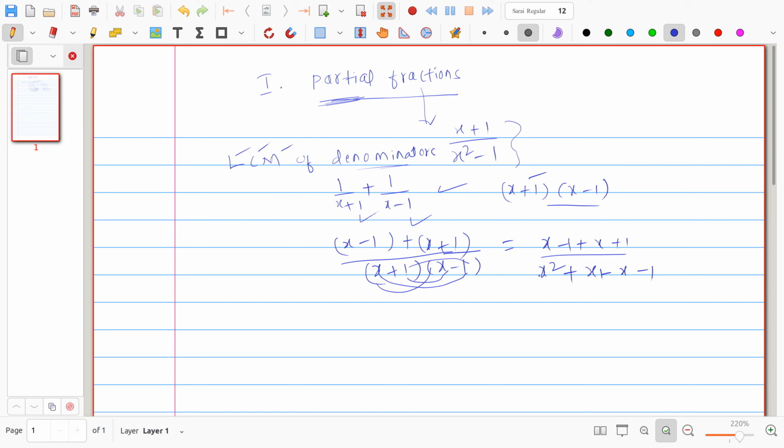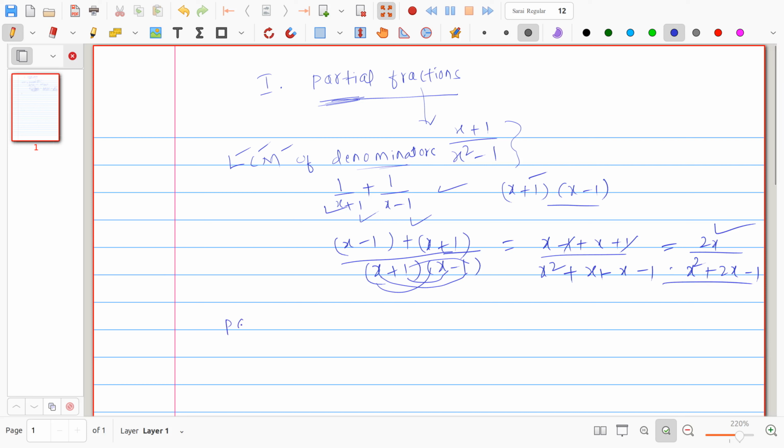What equation do we get? Minus 1 and plus 1 get cancelled, and we get 2x in the numerator. Resolving the denominator, we get x squared minus 1. So this is a simpler form obtained by doing the LCM. By taking advantage of the LCM, we are making the expression into one simpler fraction.